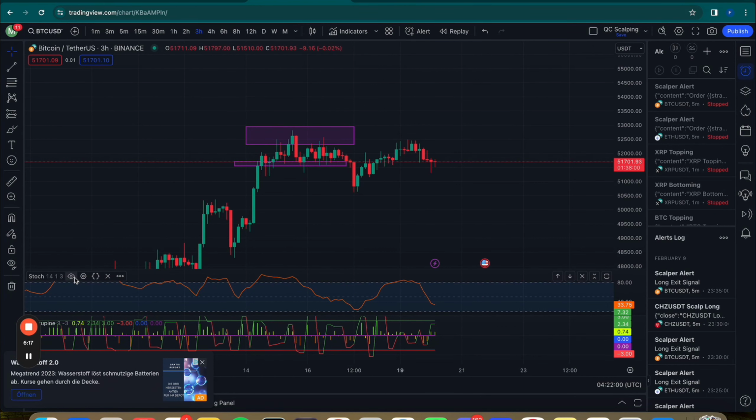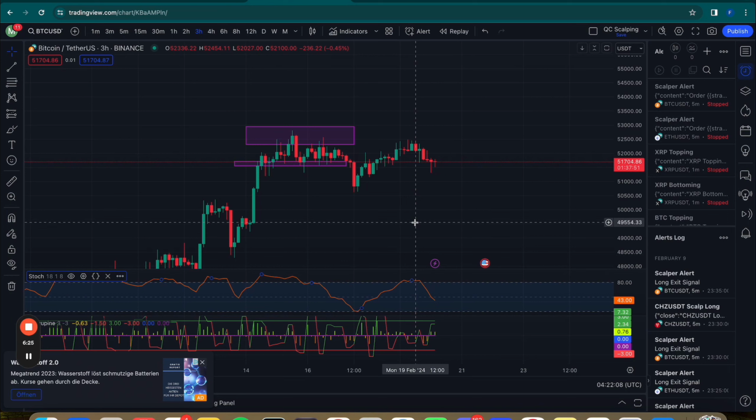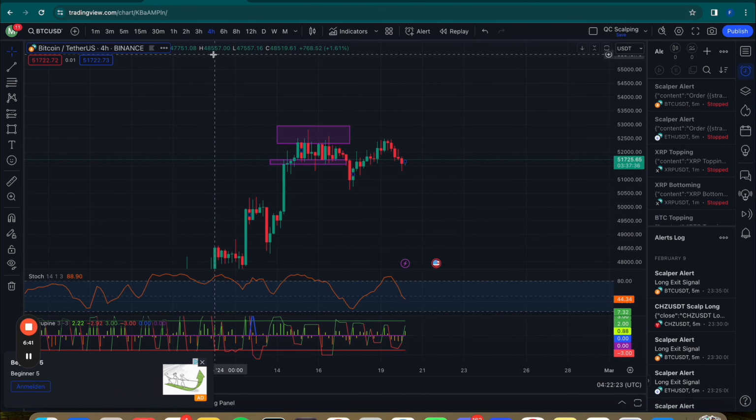And I can put this to the settings we talked about. 1818. There we go. So now it's just smoother, really what it is. But you can see that top is at the top of this range, and then it just starts going down. And you see how the stochastic is very well aligned with the price here.